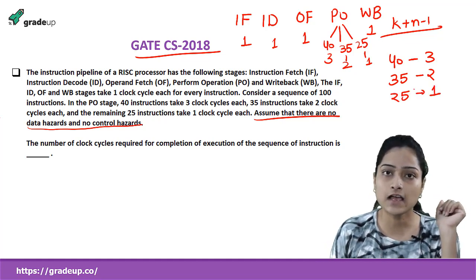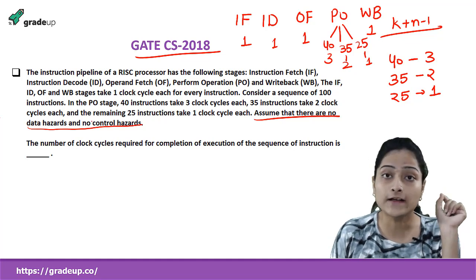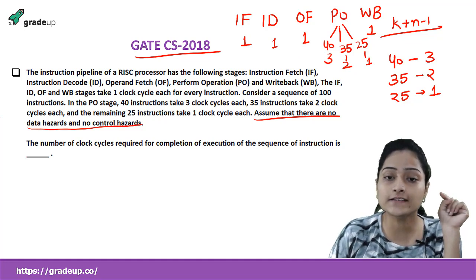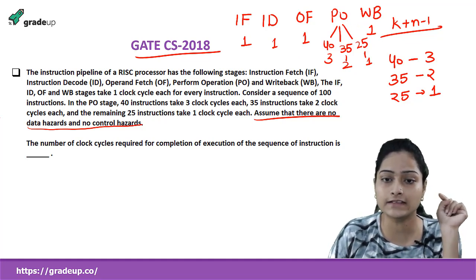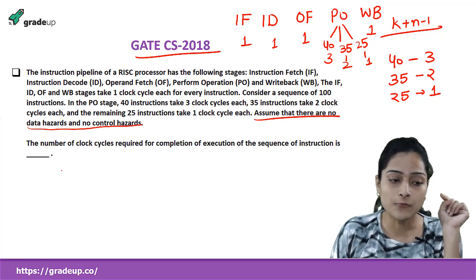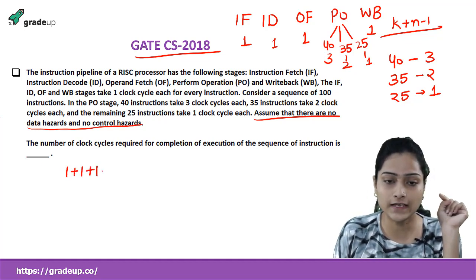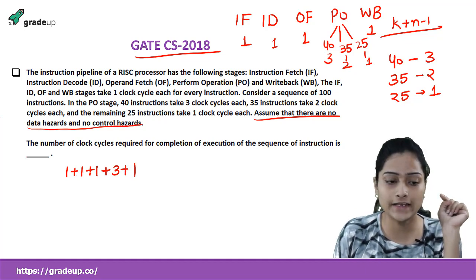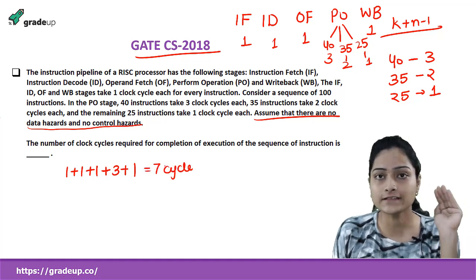So let us start with the execution of the first instruction. The first instruction is going to pass through all these 5 stages. You know the first instruction takes k clock cycles. Here the stages are 5, but PO is going to take 3 clock cycles for the first instruction, as it is among these 40 instructions. Then for the first instruction we have a clock cycle delay of 1 for IF, 1 for ID, 1 for OF, 3 for PO, and 1 for WB, that is 7 clock cycles for the first instruction.